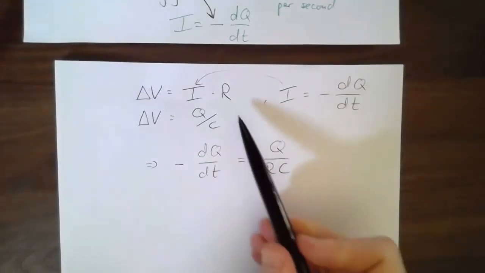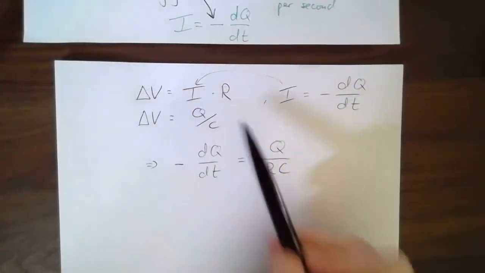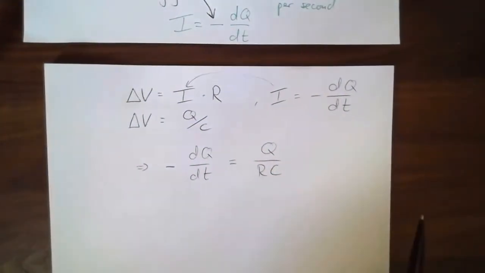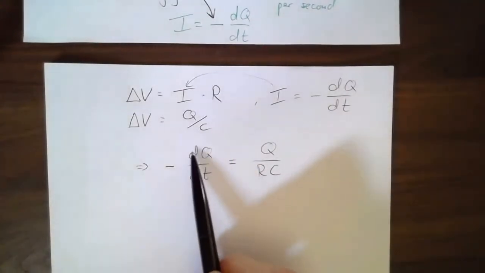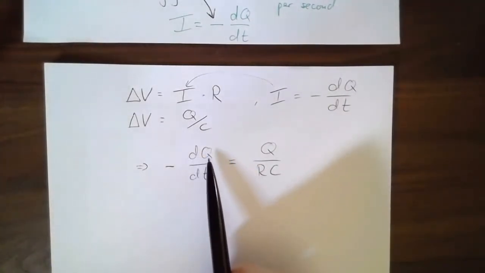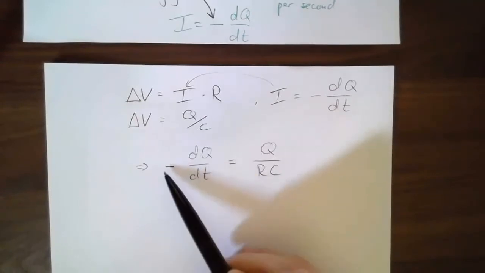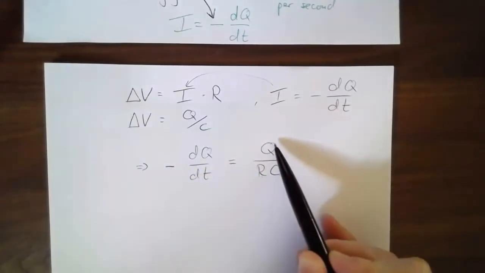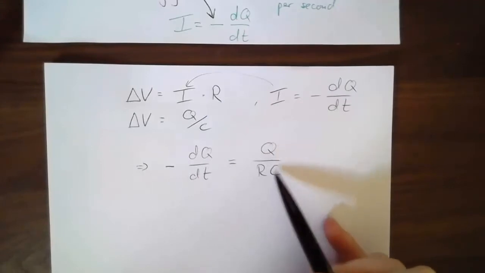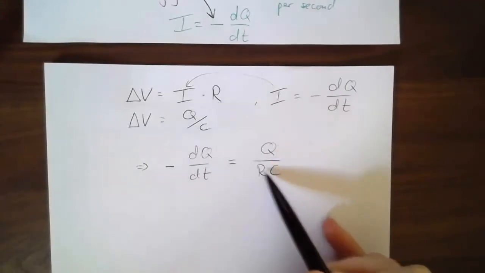Right? So just by combining this and this. So what is this equation telling me? It's saying that the rate of change of charge with time, up to a minus sign, is equal to the charge that's still on there, divided by R and C.